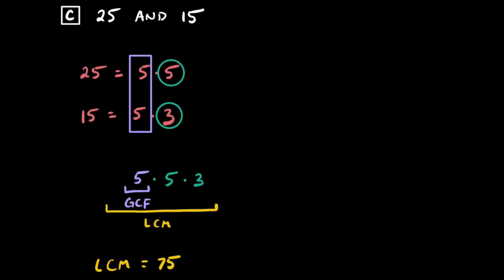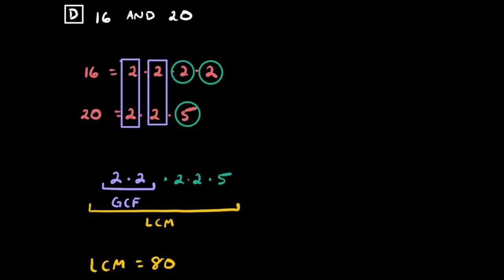The LCM for 25 and 15 is 75. And let's just try one more time. I'd like you to find the LCM for 16 and 20 by using the prime factorization method. Pause the video now and give it a try. Unpause it when you're ready to see the solution. The LCM for 16 and 20 is 80.